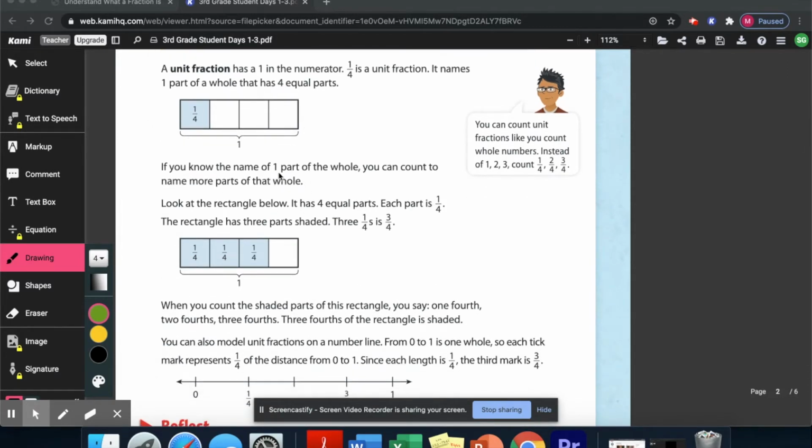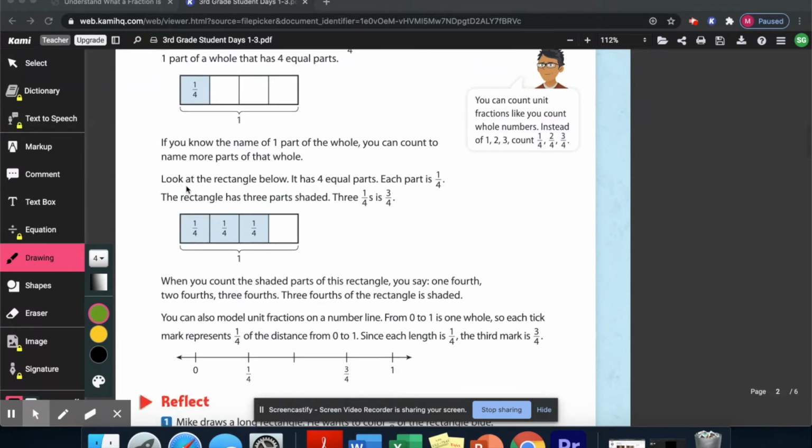If you know the name of 1 part of the whole, you can count to name more parts of the whole. Look at the rectangle below. It has 4 equal parts. Each part is 1/4. The rectangle has 3 parts shaded. 3 1/4 is 3/4. When you count the shaded parts of this rectangle, you say 1/4, 2/4, 3/4. 3/4 of this rectangle is shaded.